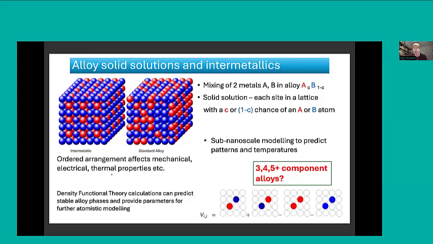The little diagram on the bottom of the slide shows atom-atom interchange parameters that you could extract out from these energy calculations, which you could then feed into some lattice-based atomistic simulation. So the interest now is to see if we can set up something feasible for these multi-component systems.